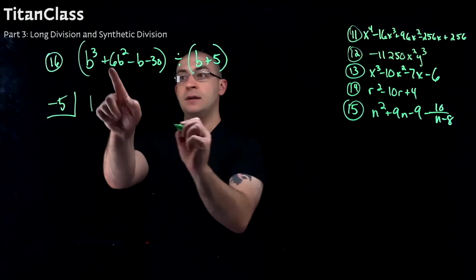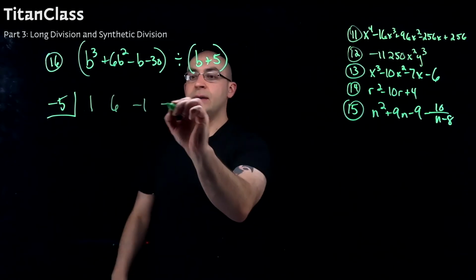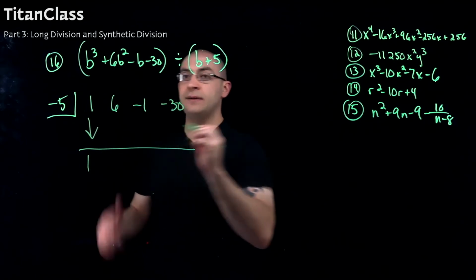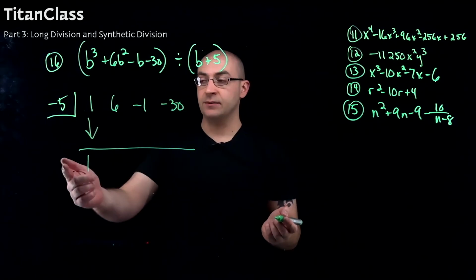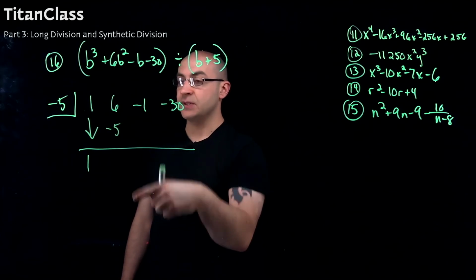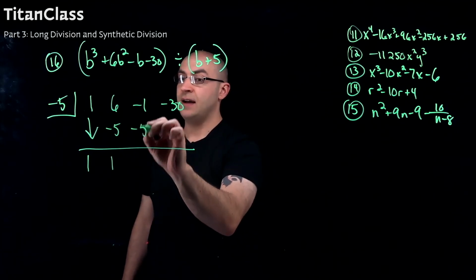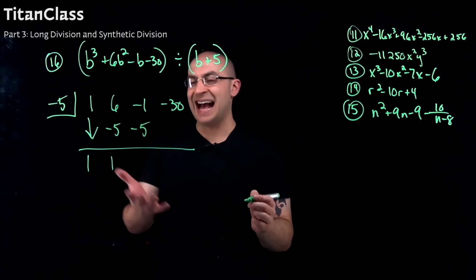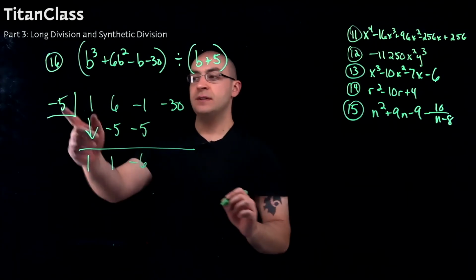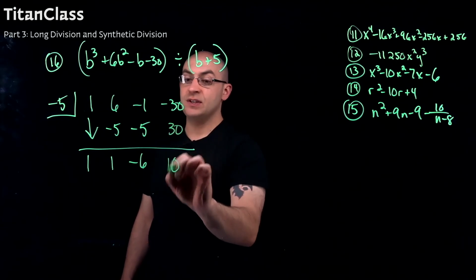1, 6, negative 1, negative 30. Draw a little line, draw an arrow to bring that 1 down, and we can start our process. This is multiplicative. Negative 5 times 1 is negative 5. Now we find the difference. 6 minus 5 is 1. 1 times negative 5 is negative 5. Find the difference, or we're going to add now. Negative 1 plus negative 5 is negative 6. Negative 5 times negative 6 is positive 30. And that cancels, which is a 0 remainder.